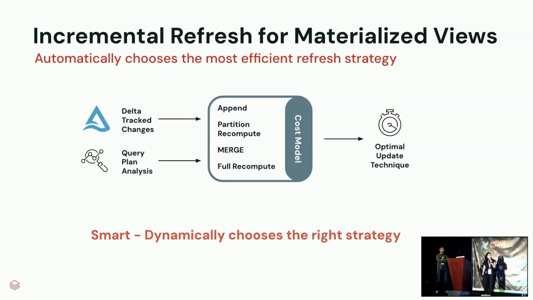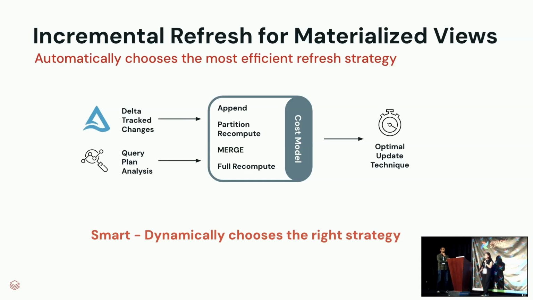So let's walk through how we make materialized views fast and simple without requiring manual configuration. At the core of this is our cost model. What it does is it analyzes two things. The first is actual changes in your source delta tables, and the second is your query plan analysis. So based on this, the system will automatically pick what is the optimal refresh technique. So it could be either a simple append, a partition recompute, a merge, or a full recompute. The critical point is you don't need to choose. The system will choose what is cheapest and best for your use case.